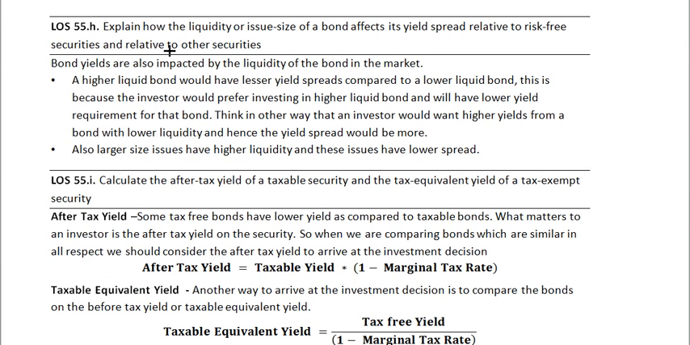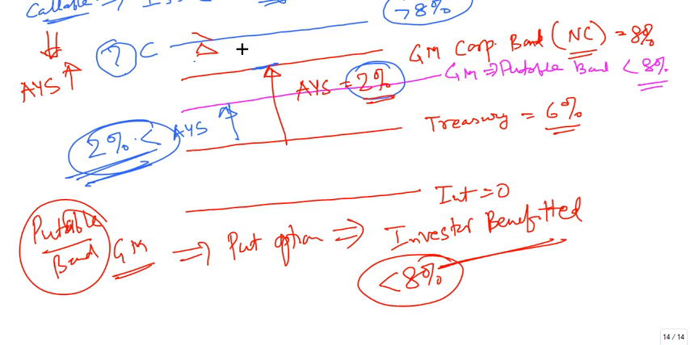Okay, they are saying, explain how the liquidity or the issue size of the bond affects the yield spread relative to the risk-free security and relative to other securities. The risk-free security is the treasury security, and relative to other securities is your benchmark, right? So we want to understand how the liquidity or the issue size is impacting it. Now you will have become a champion in understanding this.